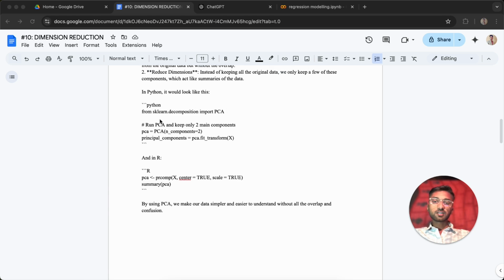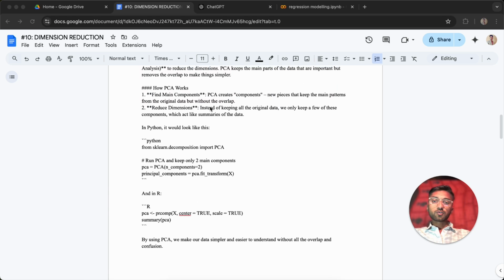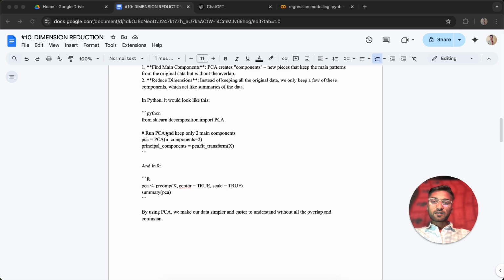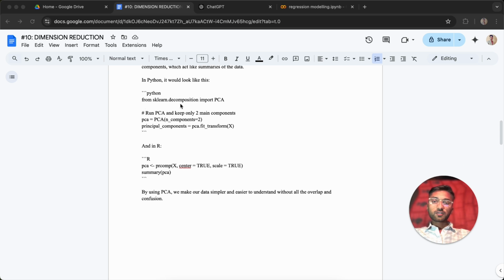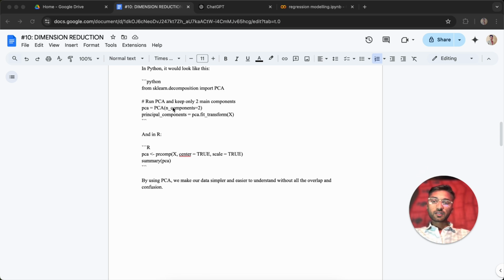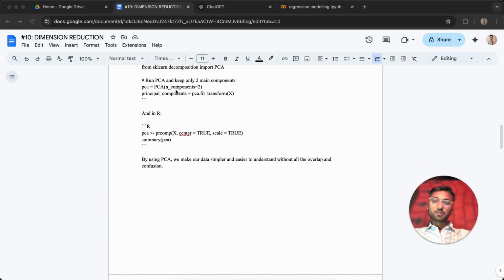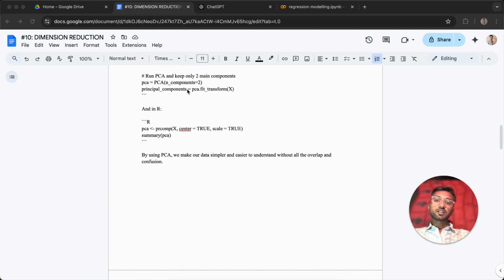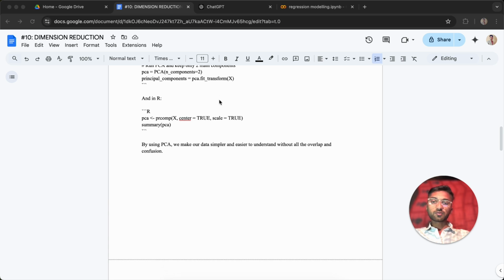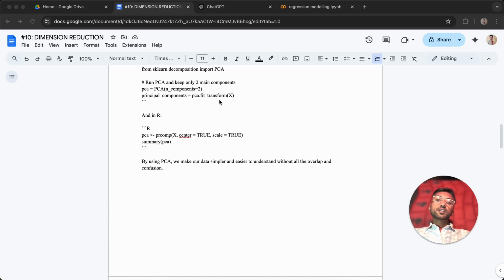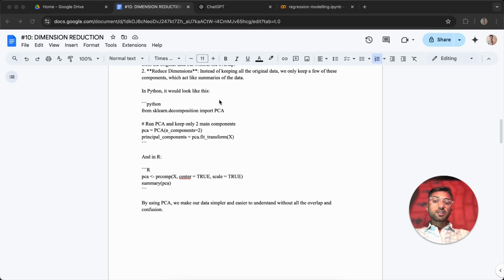Okay, and this is the Python code to apply the PCA. Firstly import the PCA library, and run PCA and keep only two main components. So PCA equals PCA(n_components=2) means the PCA keeps only two components. Then apply the fit_transform method on the data. So by using PCA we can make our data simpler and easier to understand, without all the overlap and confusion.